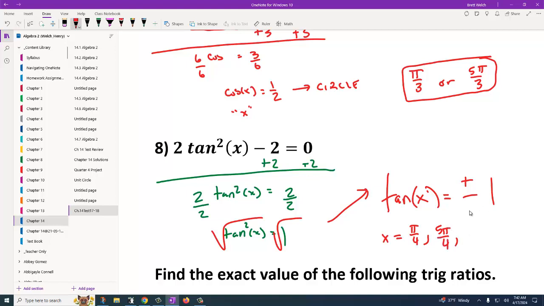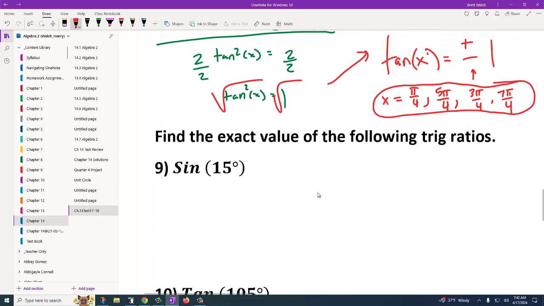But because I'm also allowed the negative of 1, then the opposite diagonal should work as well, which would be 3 pi over 4 and 7 pi over 4. Those are all necessary and acceptable answers to the problem.